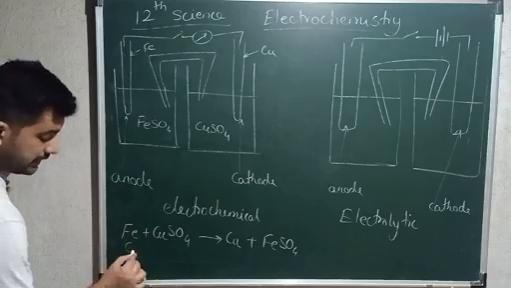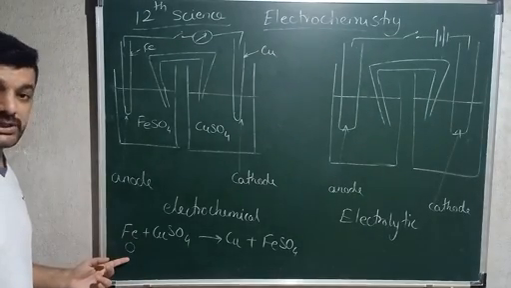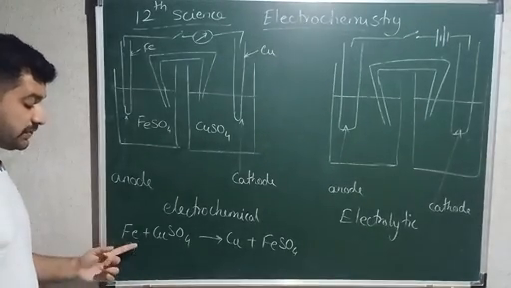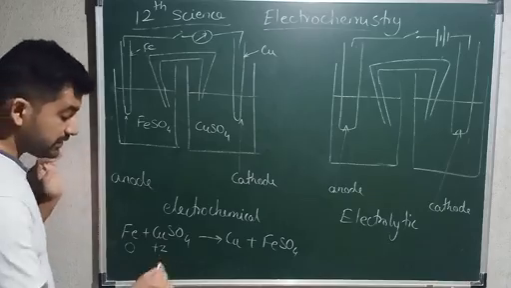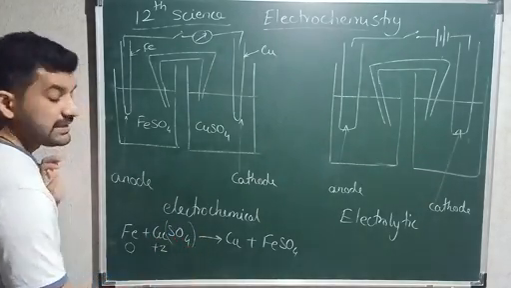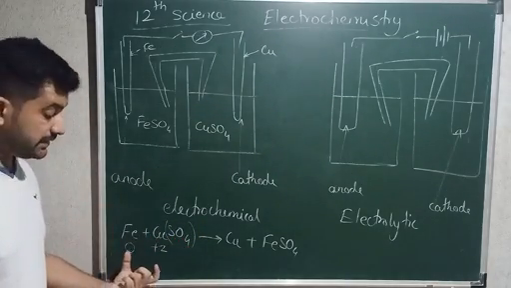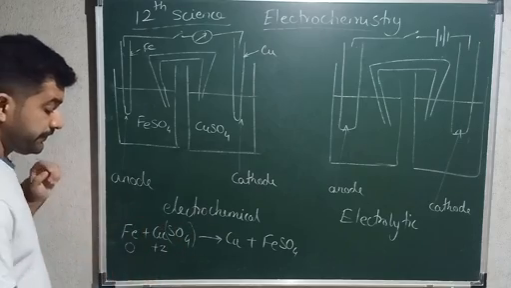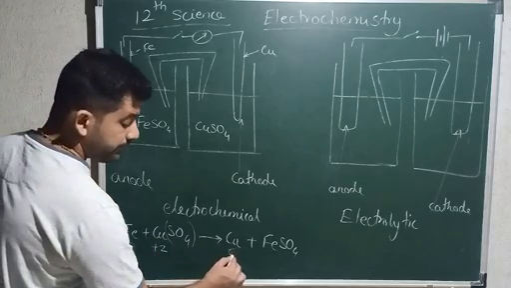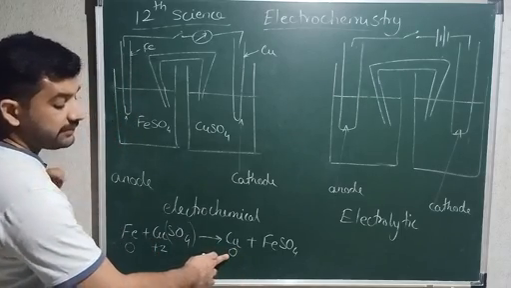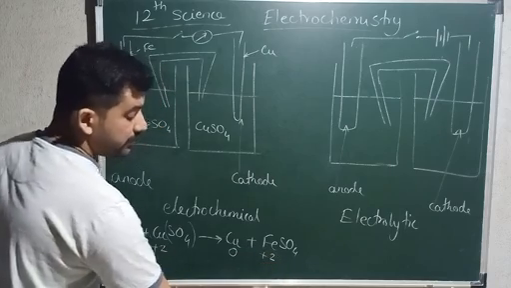Here you can see Fe has 0 charge because it is solid in state. Cu will have +2 charge because SO4 has -2 charge. We have seen this in redox reactions. Cu will have +2 charge and SO4 will have -2 charge. Cu is solid, that's why it will have 0 charge, and Fe will have +2 charge.